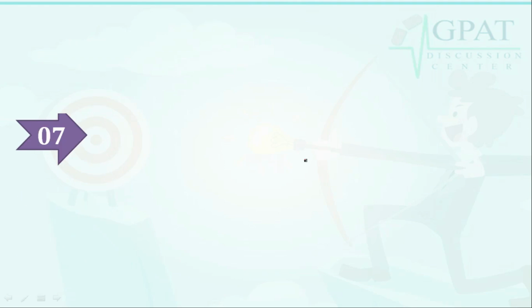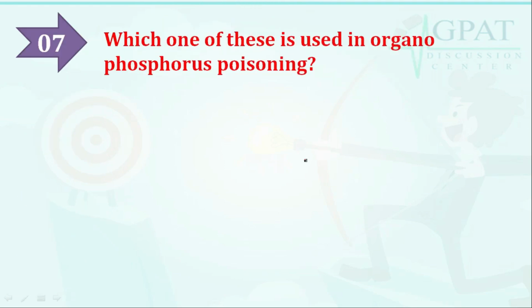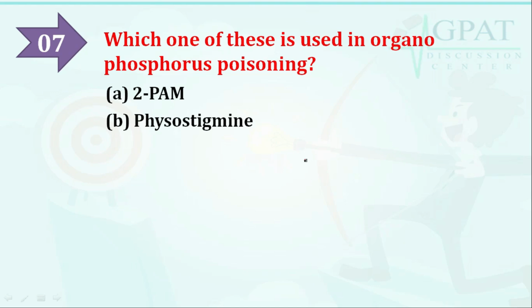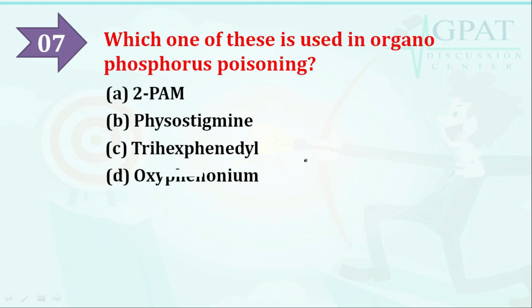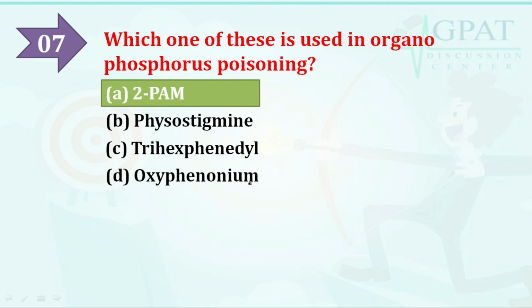Moving on to the next question, which one of these is used in organophosphorus poisoning? Options are: option A, 2-PAM; option B, physostigmine; option C, trihexyphenidyl; option D, oxyphenonium. So which is the correct answer, students? The correct answer is 2-PAM.